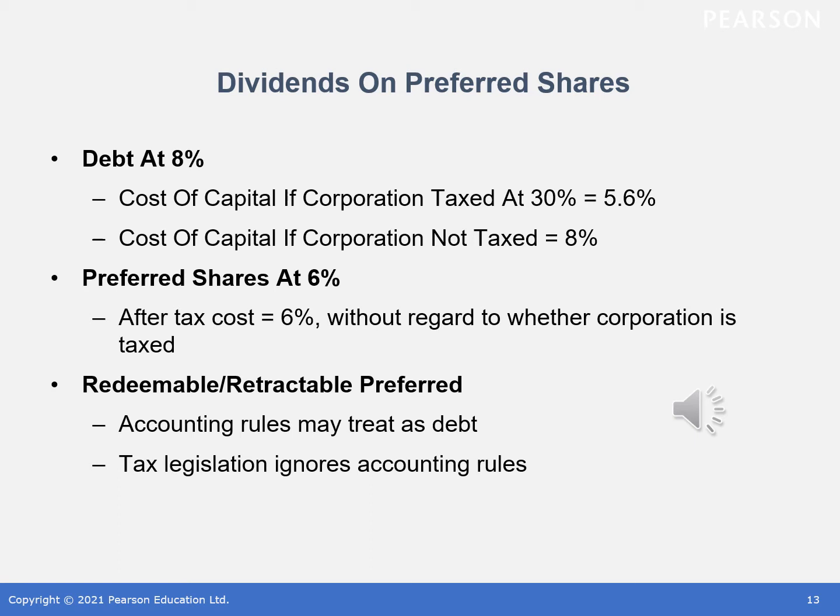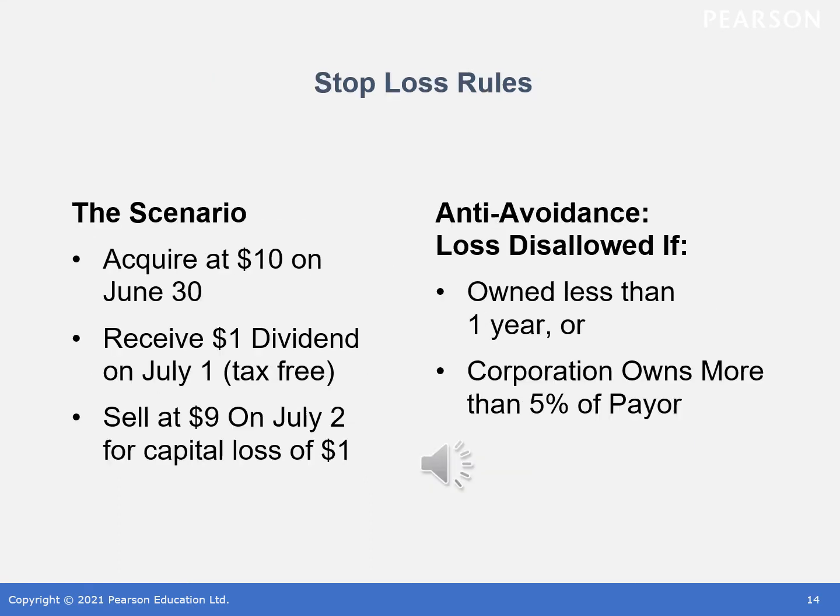Redeemable versus retractable preferred bonds. There are different accounting rules that we need to consider, and various tax legislation ignores specific accounting rules. Now, when it comes to dividends, there is a stop-loss rule, and in order to stop people from avoiding taxes, this anti-avoidance loss is disallowed if it's owned less than 1 year, or if the corporation owns more than 5% of the payer, the issuer of those shares.